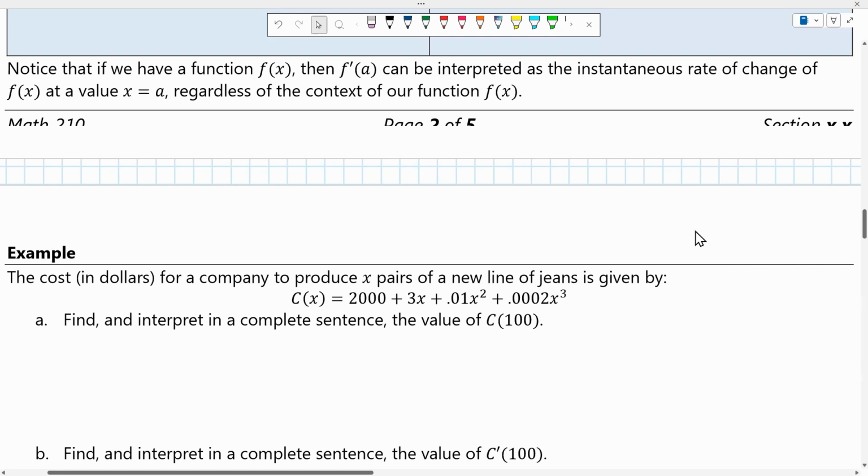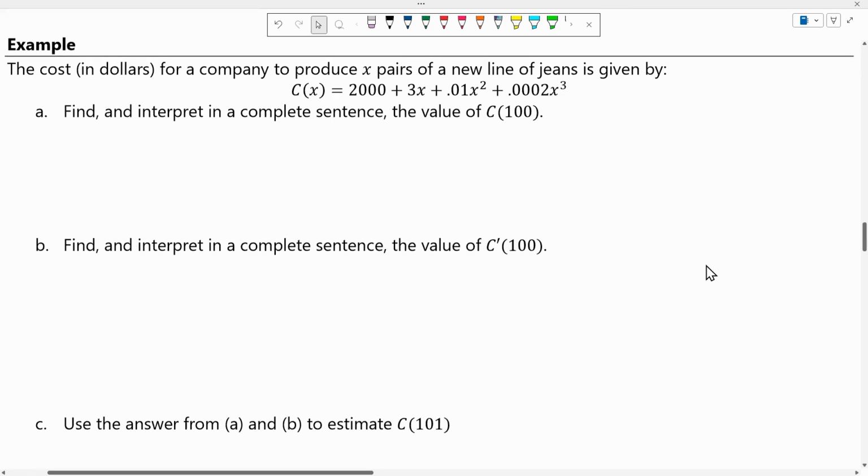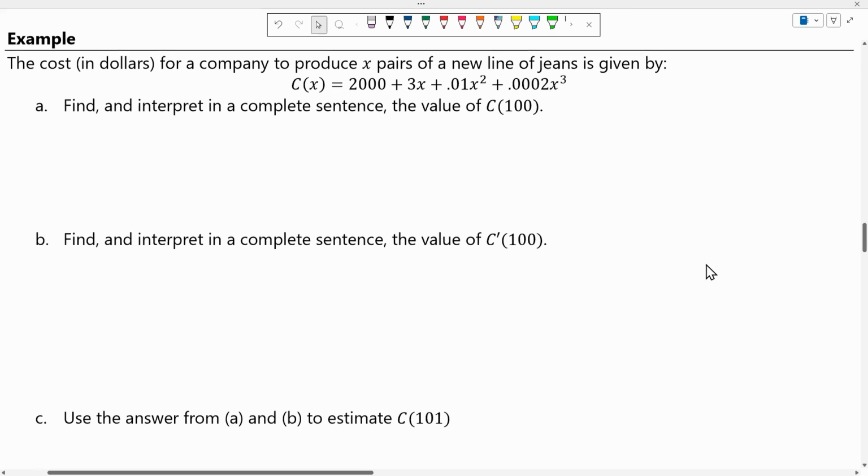Okay, so as an example, I'm throwing in a business example here. The first one: suppose we had the cost in dollars for a company to produce X pairs of a new line of jeans. And that equation is this right here. So if we make X pairs of jeans, then C of X is going to give us the cost of making that many jeans.